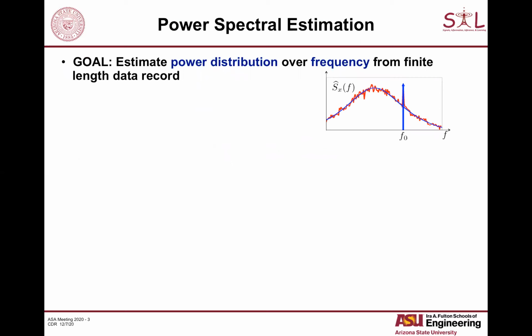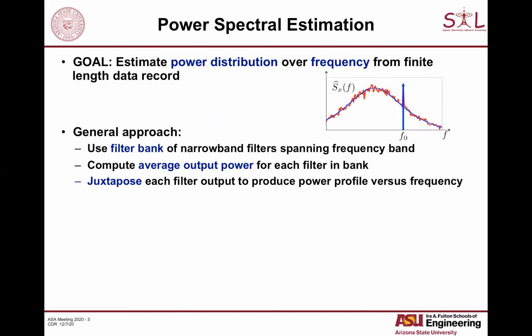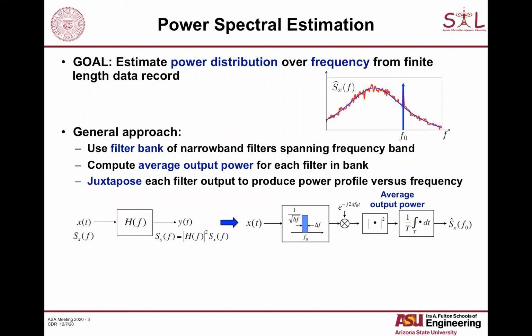The goal of power spectral estimation is to estimate the power distribution versus frequency for some wide-sense stationary process. And this is usually accomplished by using a filter bank. And this is motivated by what we understand about how wide-sense stationary processes behave as they go through an LTI system. The output spectrum is related to the input spectrum through the magnitude of the frequency response of the filter. Hence, if I were to average the output power of a properly normalized narrowband filter, it should provide a reasonable estimate of the power spectrum at its center frequency.